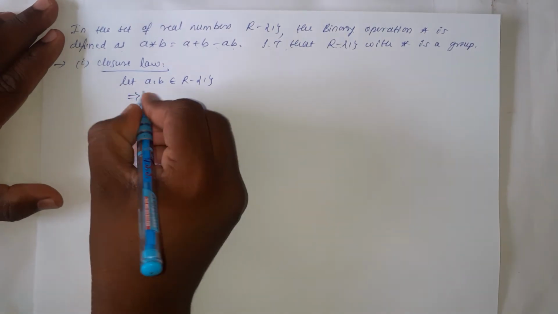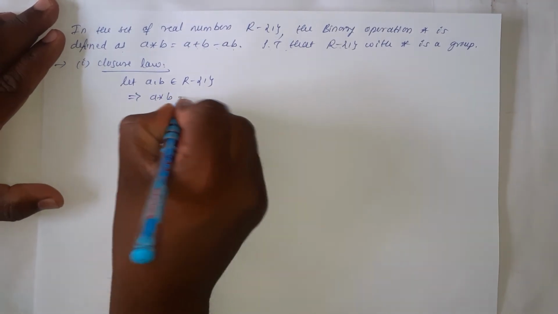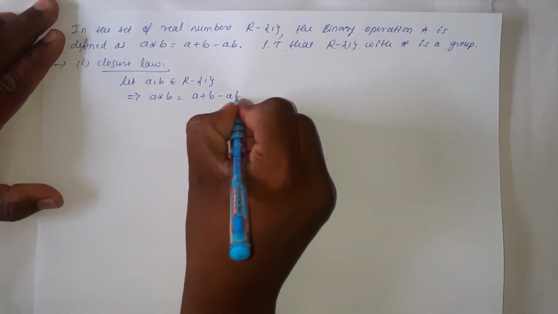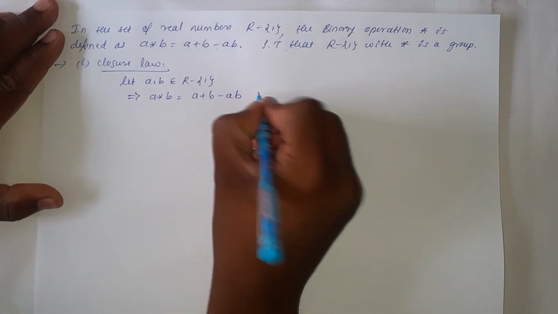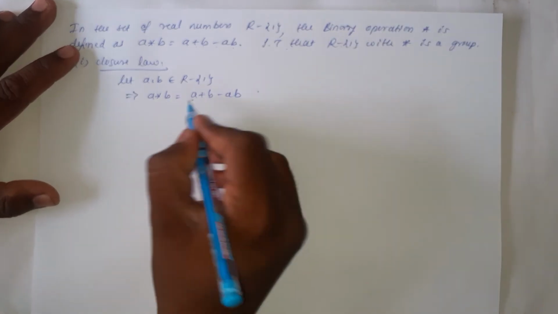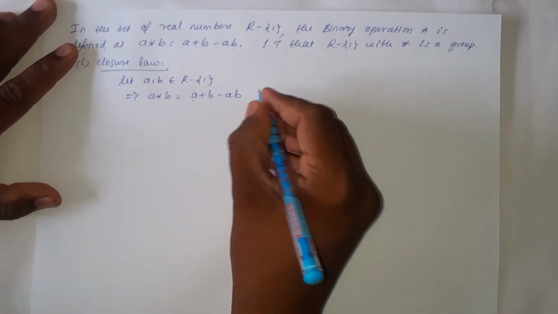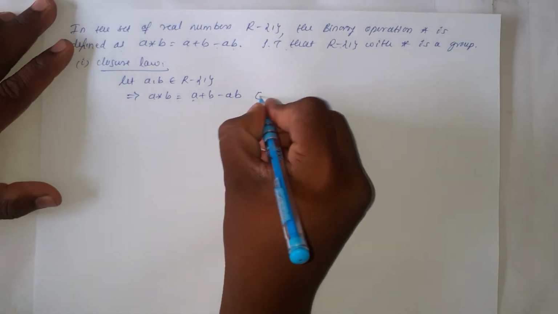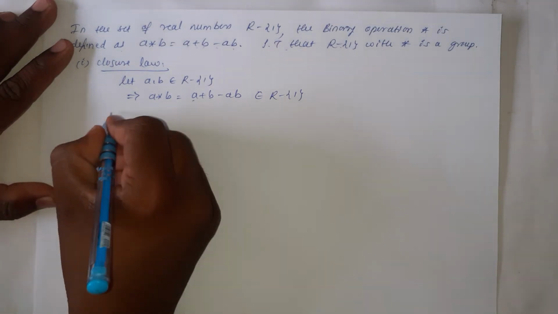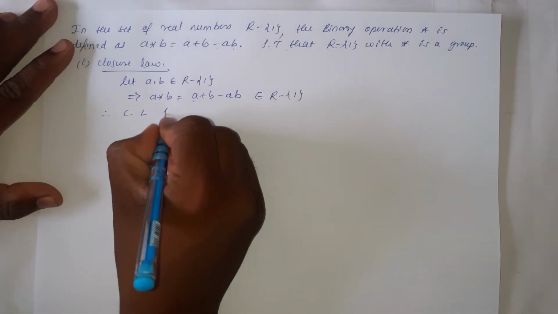Then it implies that A star B is equal to A plus B minus AB. So, here since A and B are not equal to 1, then this product is also not equal to 1. So, therefore, this belongs to the set R minus 1. Therefore, closure law satisfied.